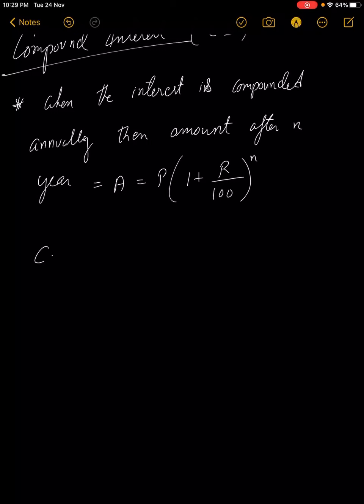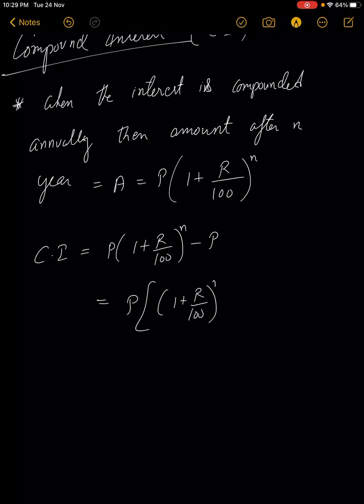So that is the amount after n years, that is principal plus simple interest amount. Now, compound interest will be P into 1 plus R by 100 whole power n minus P. Or in other words, we can also use P into 1 plus R by 100 power n minus 1. Okay, so we can use that formula similarly.